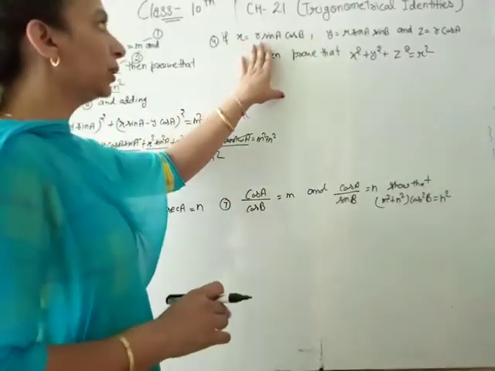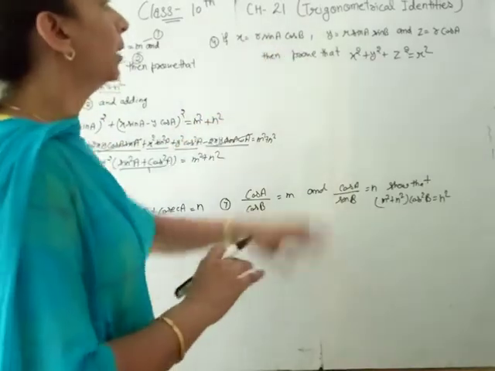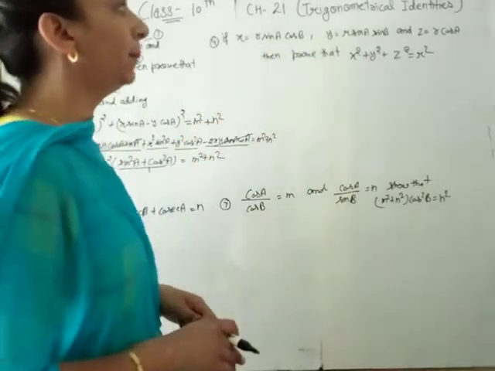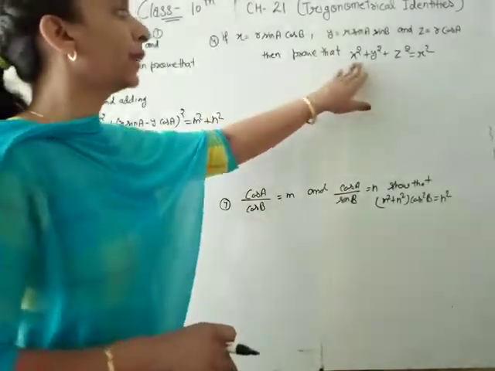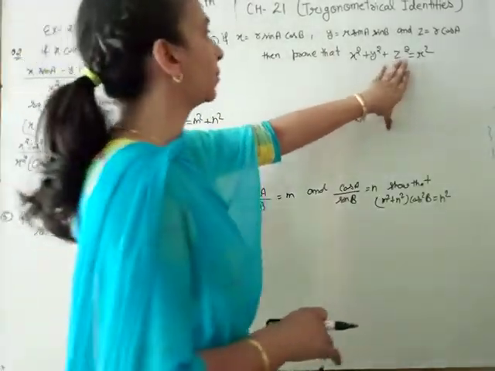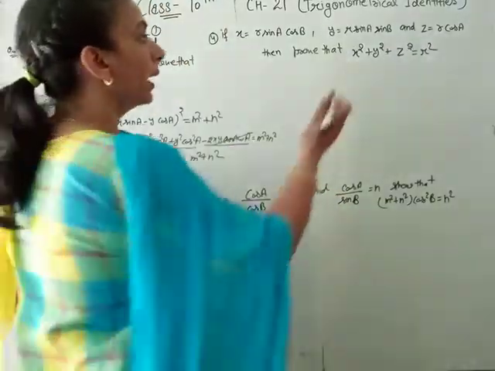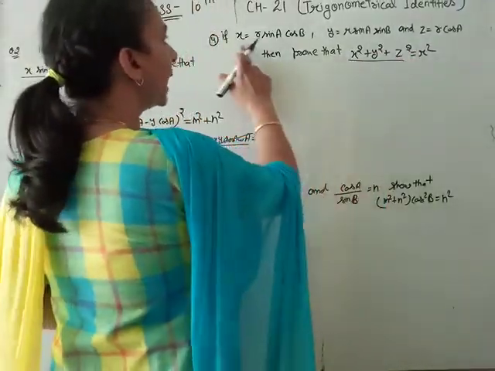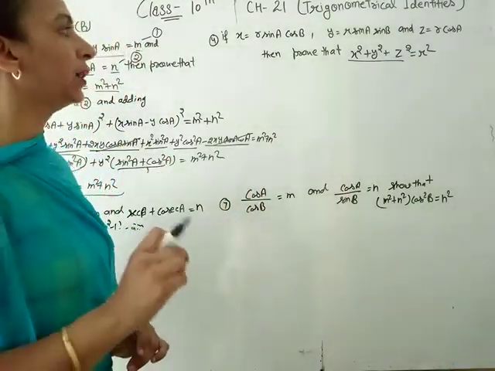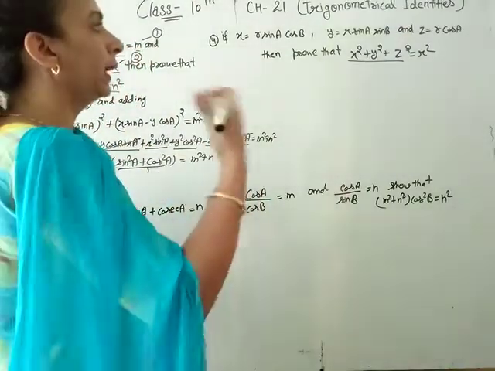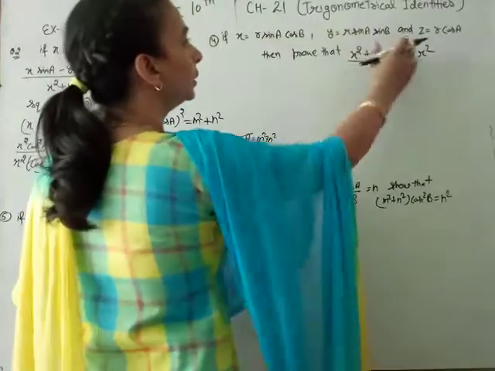If x equals r sin a cos b, y equals r sin a sin b, and z equals r cos a, then prove that x square plus y square plus z square equals r square. According to this, we have x, y, z. We take the square of all three equations and add them.